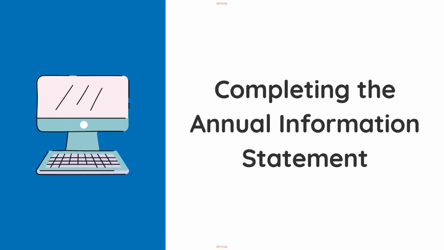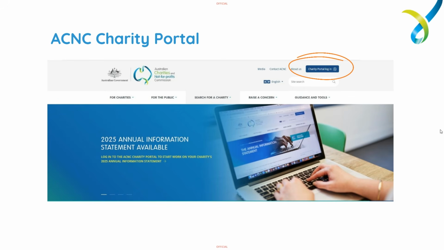All right, let's get started with your AIS. To complete your AIS, you first need to sign in to the ACNC Charity Portal, and the link will pop up in the chat for you. You can also access the ACNC Charity Portal from the homepage at acnc.gov.au. Look for the blue button in the top right corner of the homepage. You may already have an account from where you applied to register your charity, so you can log straight back in. If you don't, you can sign up now.